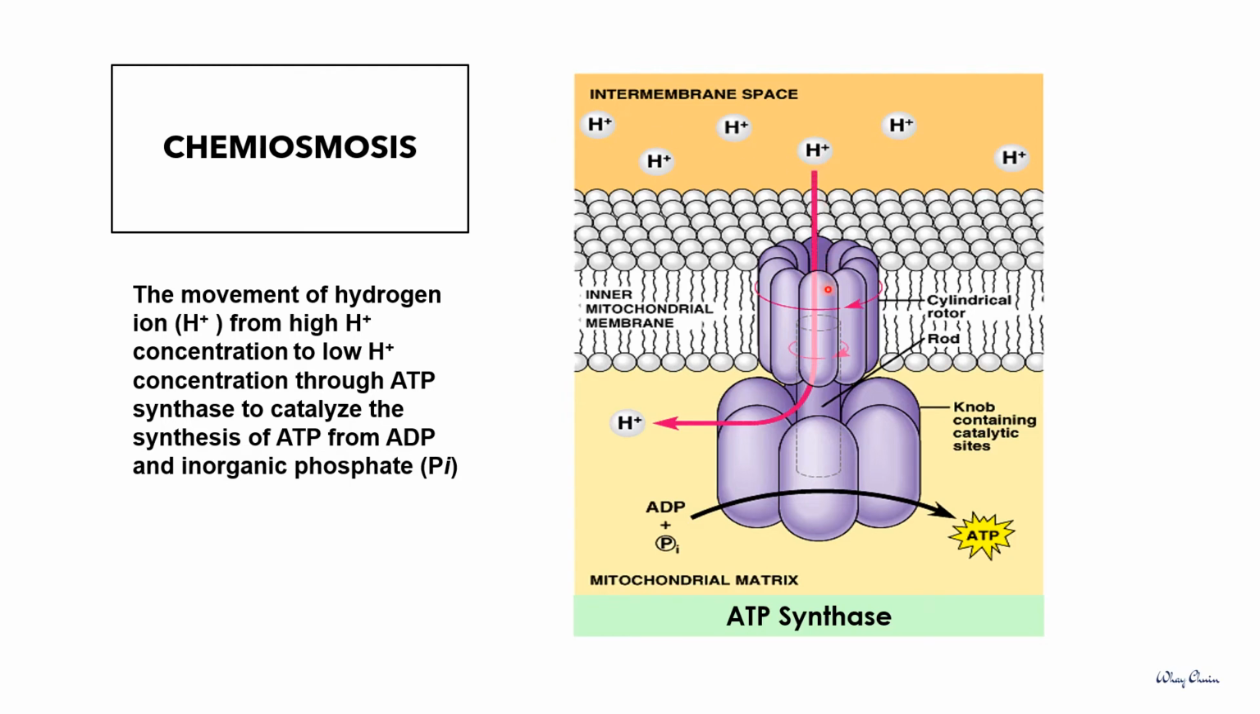The diffusion of hydrogen ion or proton from the intermembrane space to the mitochondrial matrix will drive the ATP synthase to produce ATP by combining ADP with the inorganic phosphate group. And this process is called chemiosmosis, because the chemicals, which are the hydrogen ions, will move from higher concentration to lower concentration, like the osmosis we have studied in semester 1.